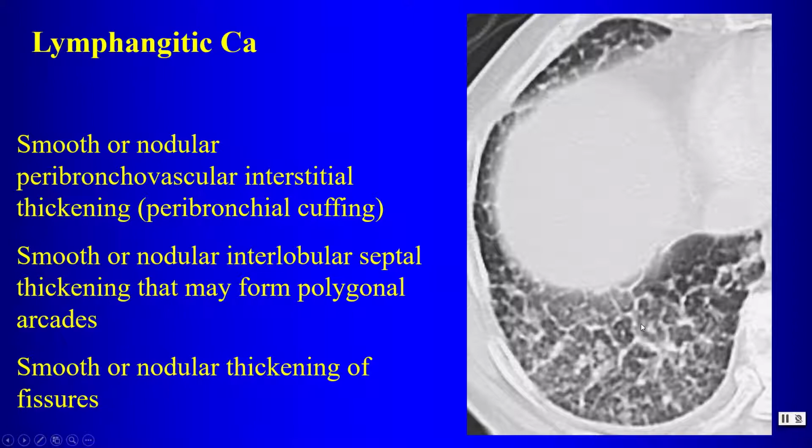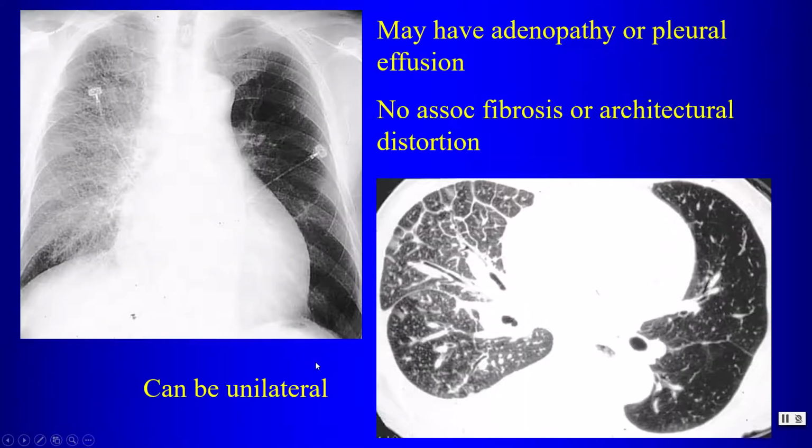And this kind of nodular interlobular septal thickening can be typical of lymphangitic carcinomatosis. As you said, breast cancer can give you an asymmetric pattern. This is a patient with breast cancer. It looks like there's unilateral interstitial lung disease here.